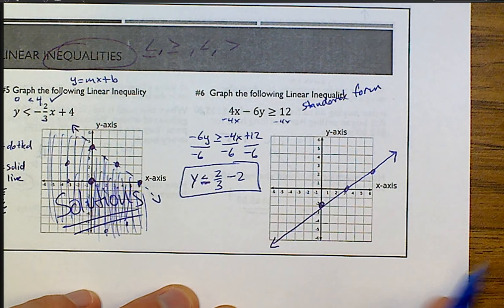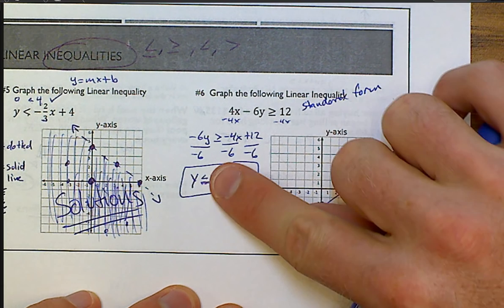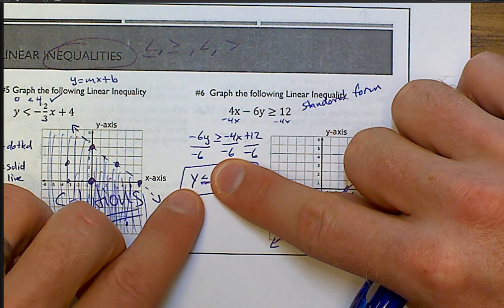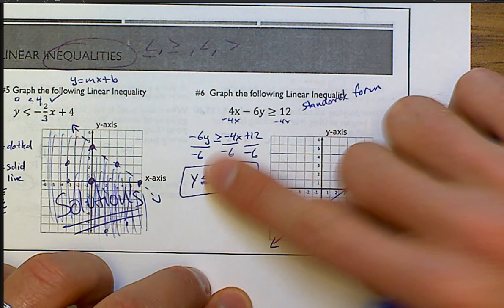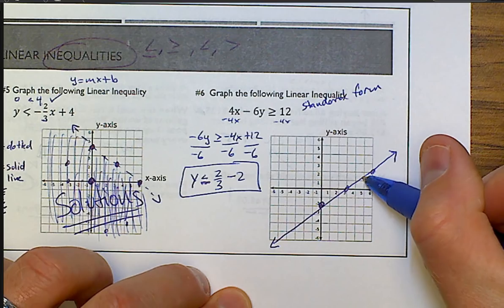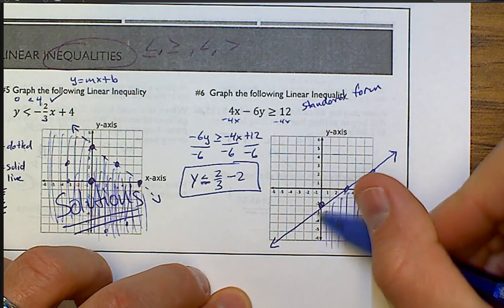In terms of shading, again, the shortcut is just to cover that up and read this out loud. Y is less than. Less than means up or down? It means down. So put your pencil on the graph. Less than means less, underneath. So I shade down here.